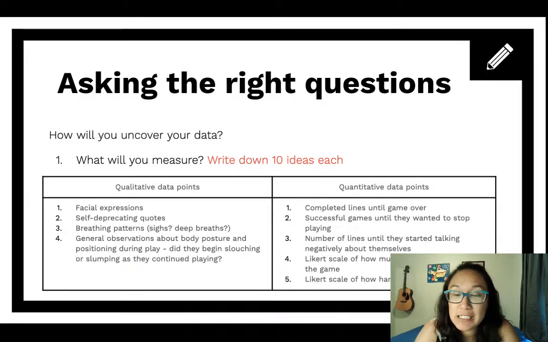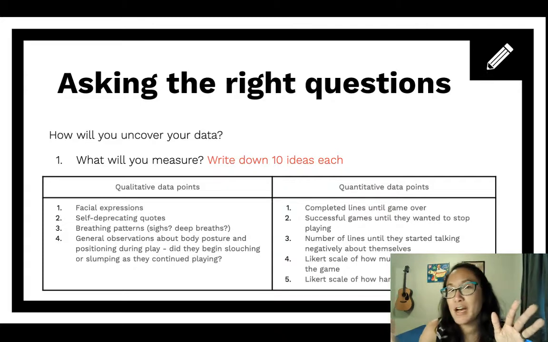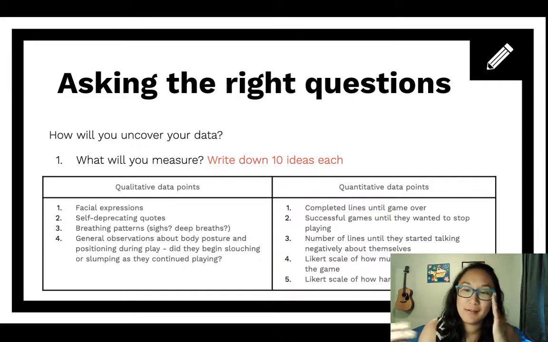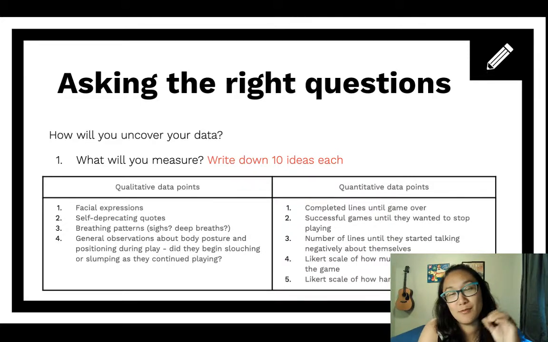The next thing I can consider for quantitative data points would be a Likert scale of how much fun they're having playing the game. So a Likert scale is self-reported, and it tends to be on a scale of 1 to 5: how would you rate how fun this game was? And 1 would be not so fun, and 5 would be the most fun I've ever had in my entire life. So that's just called the Likert scale. And you can do a different one for your project, just based on what you want to measure.